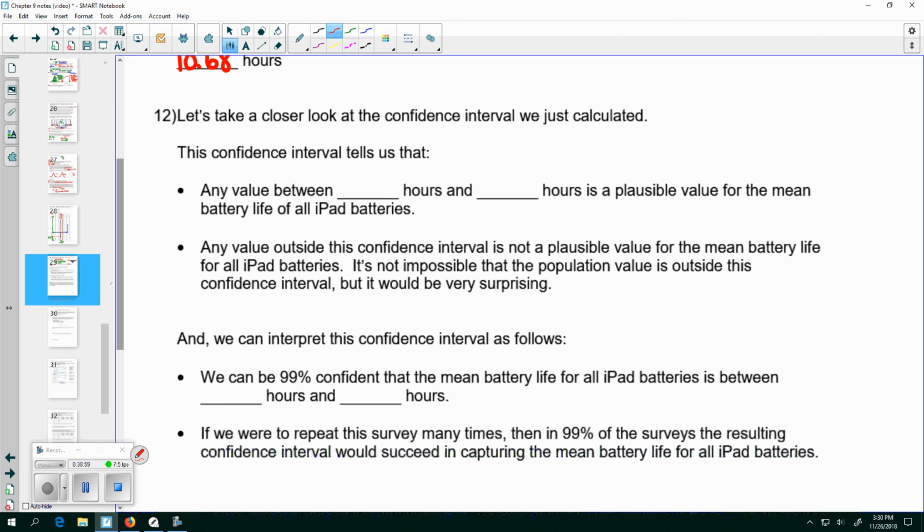And so, finishing up, we're just going to take a closer look at the confidence interval we just calculated. This confidence interval tells us that any value between 7.32 hours and 10.68 hours is a plausible value for the mean battery life of all iPad batteries. Remember, that's mu. We're saying that mu could be any one of these values. Any value outside this confidence interval is not a plausible value for the mean battery life for all iPad batteries. It's not impossible that the population value is outside this confidence interval, but it would be very surprising.